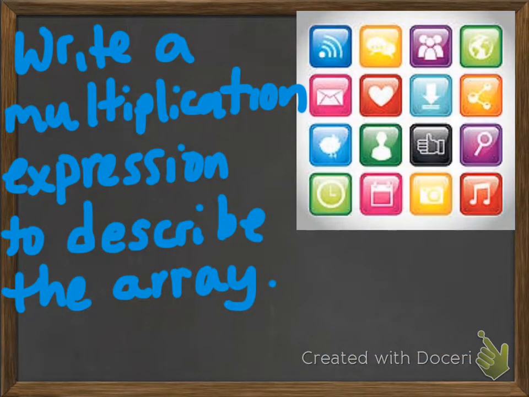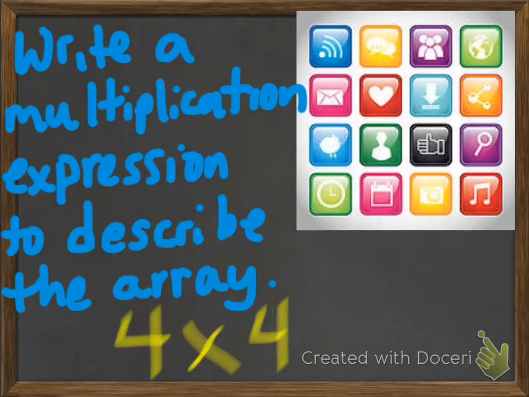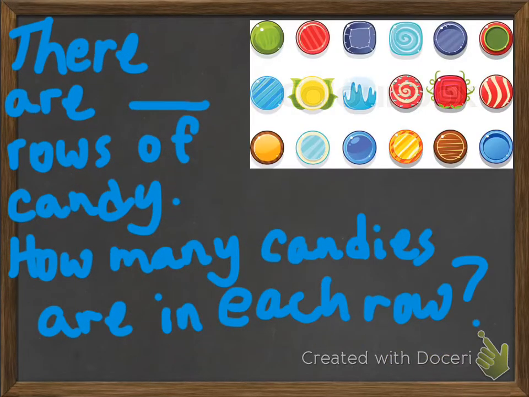So now we can write a multiplication expression to describe the array. So if there are 4 rows, which are 4 groups of, and there's 4 in each row, we have a total of 16. Let's try another one.